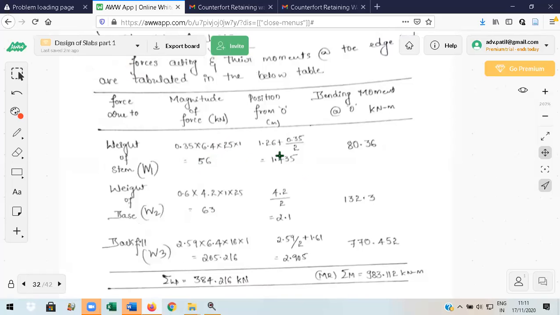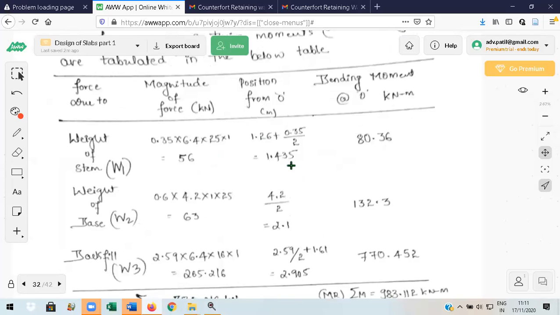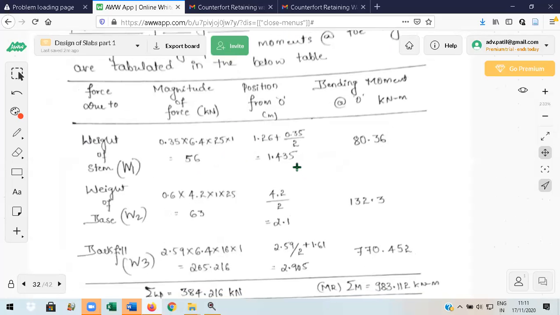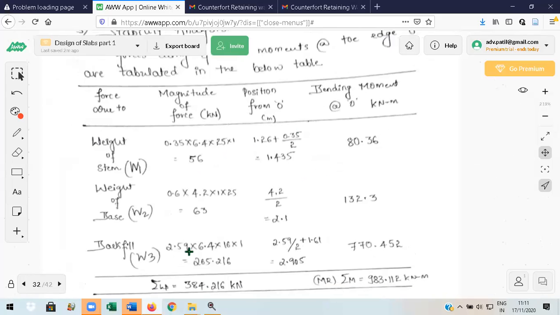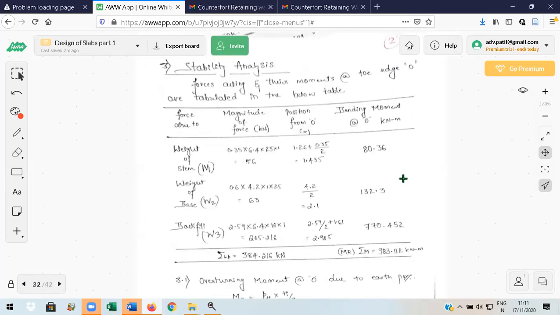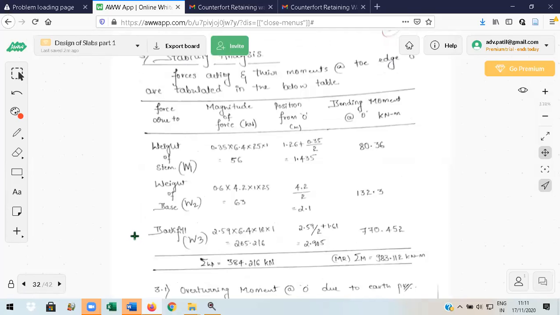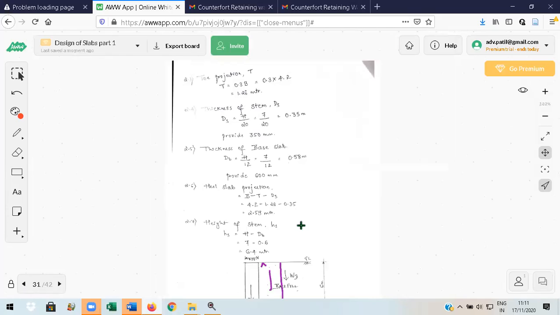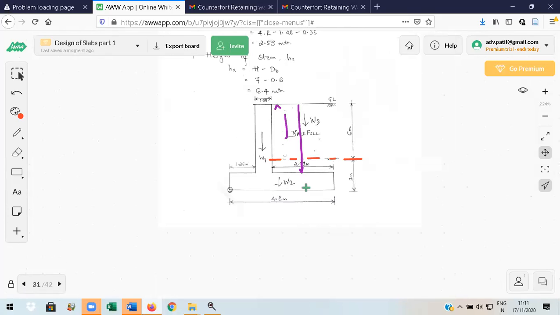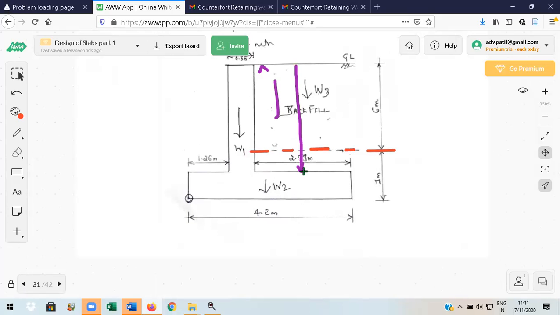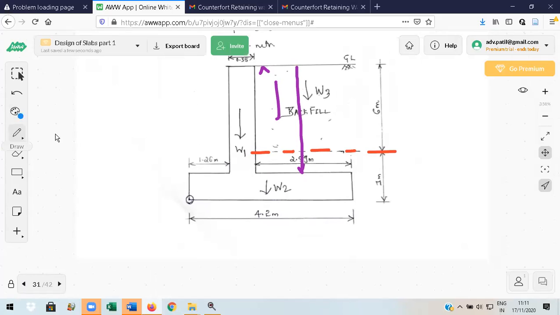I think you can follow this one, isn't it? Is there any doubt in this? 1.26 plus 0.35 by 2 is the perpendicular distance. I think I'll just explain this point. What is this observed here? Now, what is that 1.26 plus 0.35 by 2? I'll just simply draw the diagram. I'll draw this diagram and I'll show you what is that.